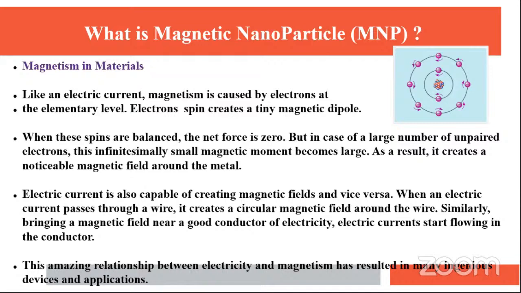And the electric current induces a magnetic field, and that magnetic field can induce an electric current. When an electric current passes through a wire, it creates a circular magnetic field around the wire. Similarly, bringing a magnetic field near a good conductor of electricity, electric current starts flowing in this conductor. So this relationship between electricity and magnetism can result in many devices and applications. One thing I would like to emphasize is that spin, theoretically also, is prominent over the orbital motion, and this is responsible for the magnetic properties of material. Next.